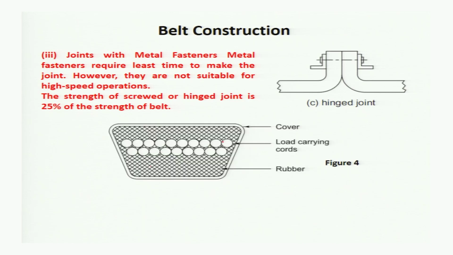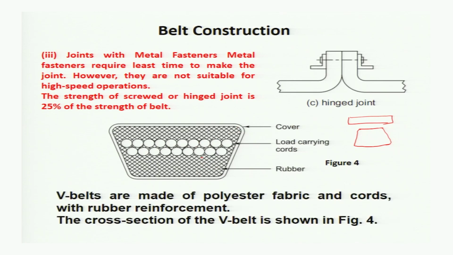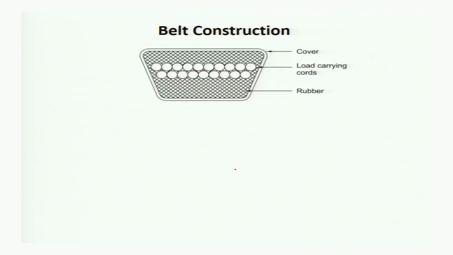This is the cross section of a V belt. These were the flat belts where the cross section of the belt was like this. Now the cross section of the belt is something like this. In between is the load carrying cords, and this is the cover, and in between is the rubber. So V belts are made of polyester fabric and cords with rubber reinforcement. The cross section of the V belt is shown in this figure 4.